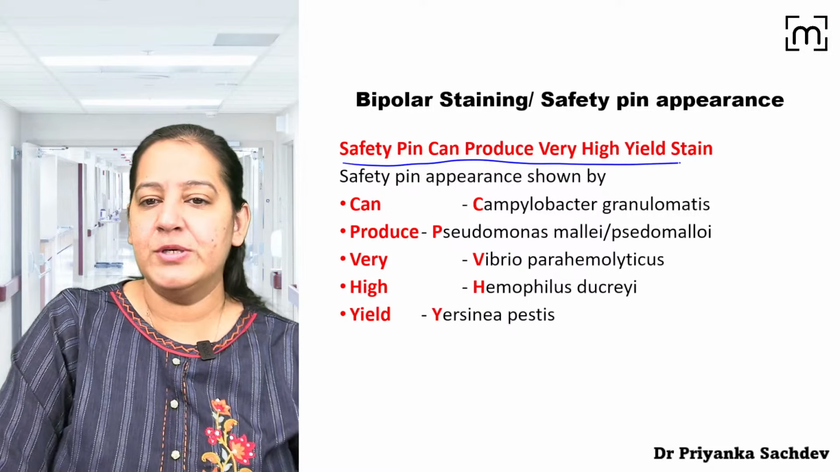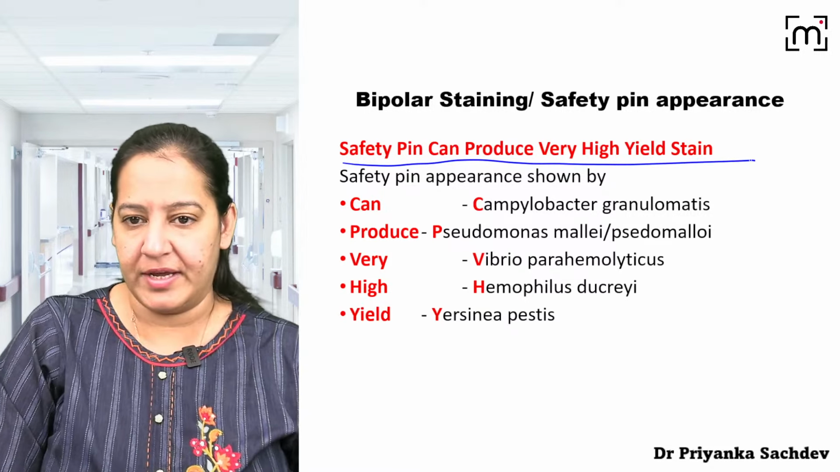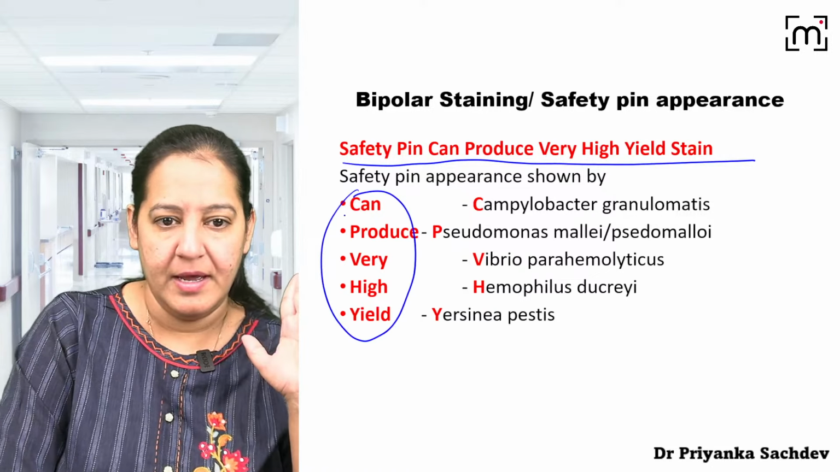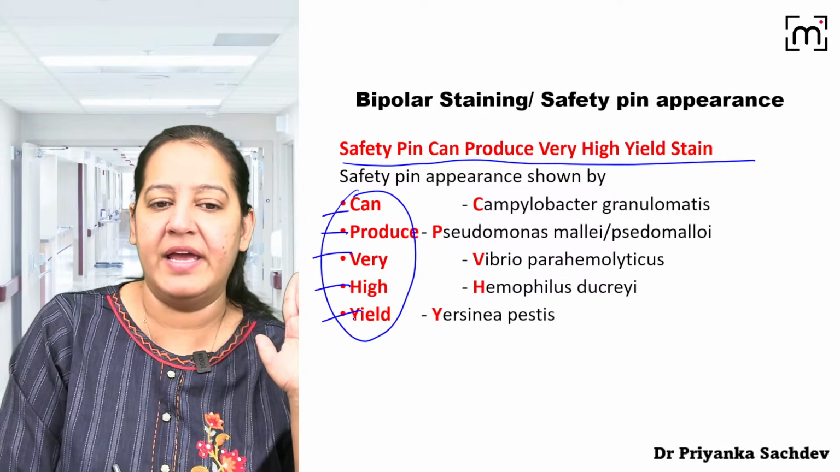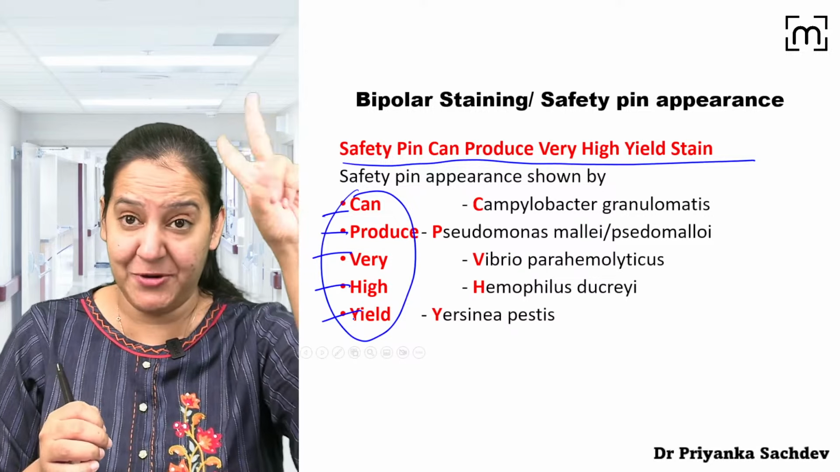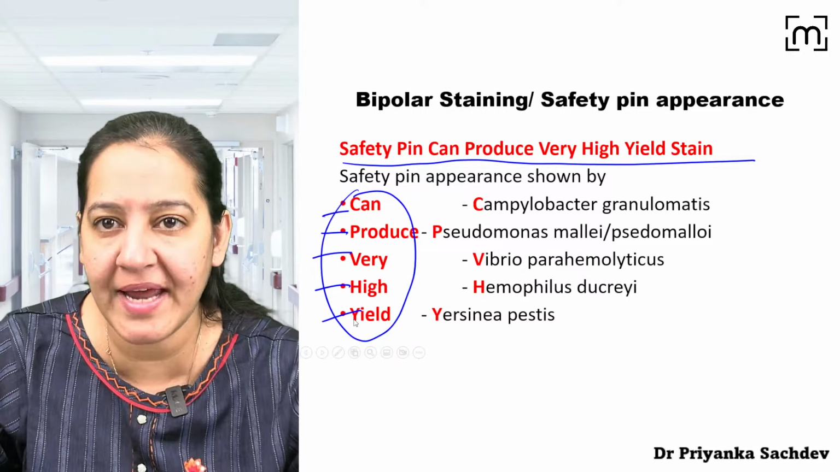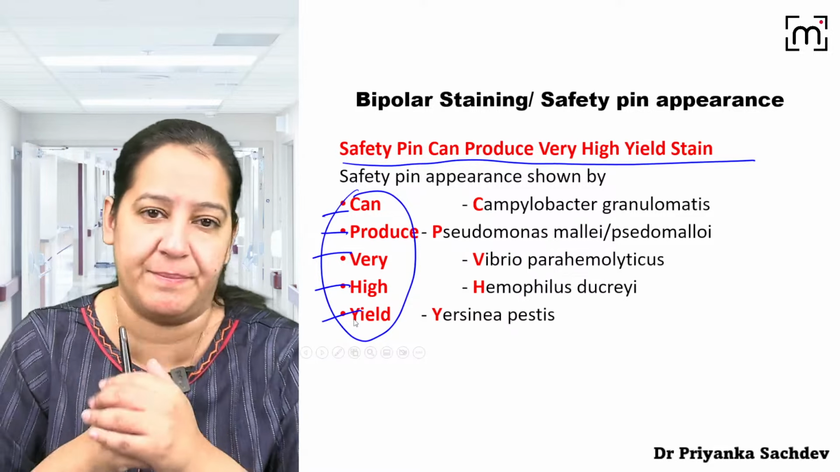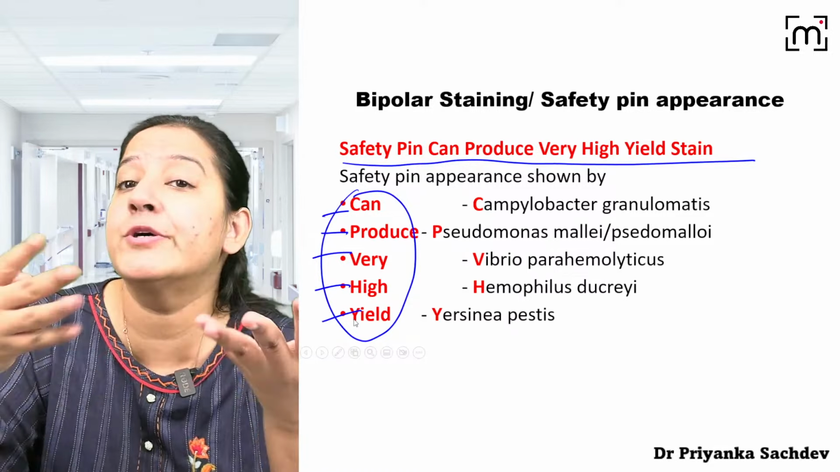Safety pin can produce very high yield. This is the mnemonic. Very high yield. Safety pin, the mnemonic basically is this one. The 5 bacteria can produce very high yield. Who can produce very high yield? Safety pin. So this is how you can remember that this is a mnemonic of safety pin. So safety pin can produce very high yield.